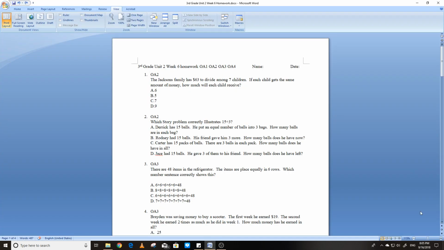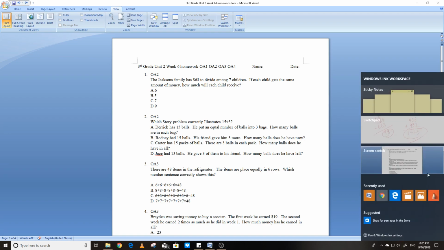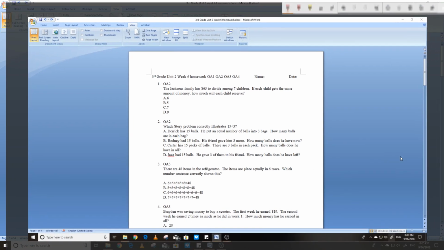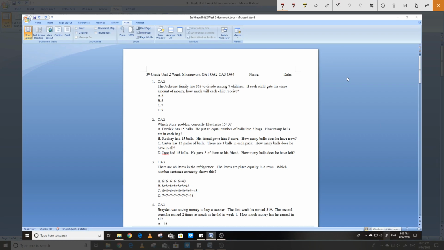All right, let's take a look at Unit 2, Week 6 homework. This is actually some of my favorite stuff. So let's read the first question together. The Jackson family has $63 to divide among 7 children. If each child gets the same amount of money, how much will each child receive?